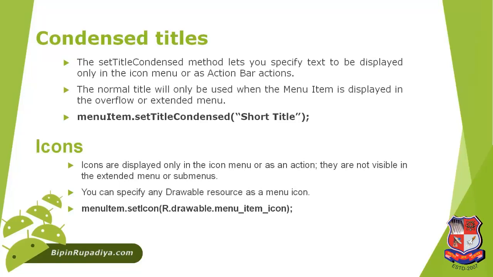Like say that in an action bar you want to show this thing as a button, okay? A big title cannot be accommodated over there because of less space, so this condensed title can be utilized. You can say it's an alias of your big title, which you can specify right here.